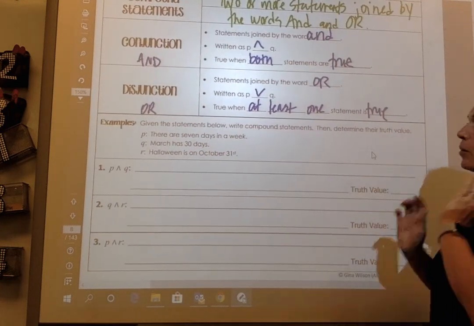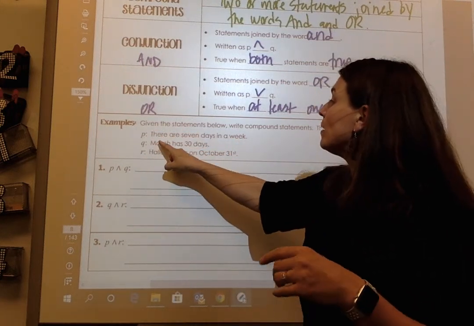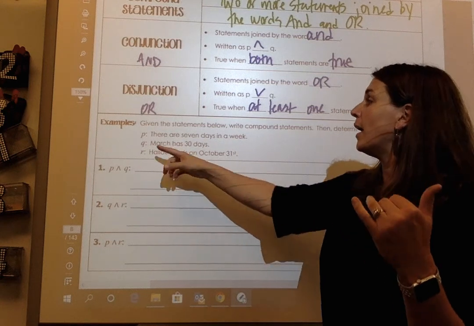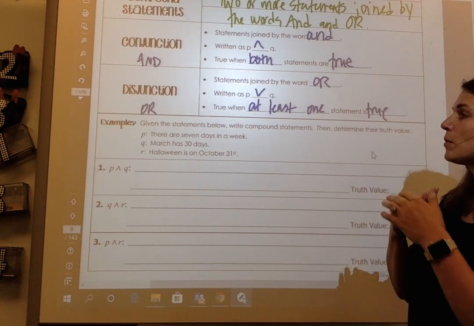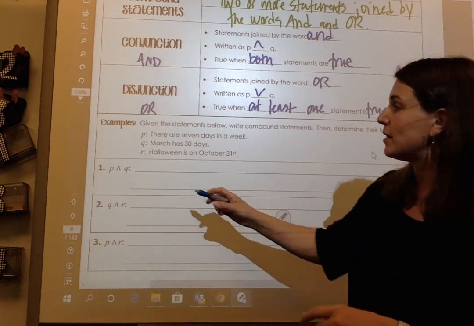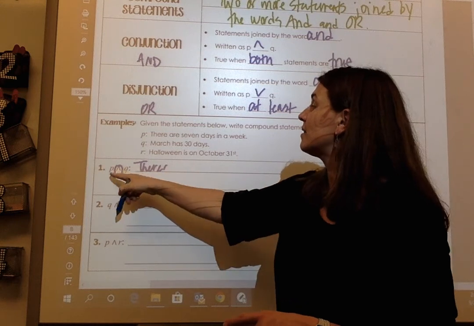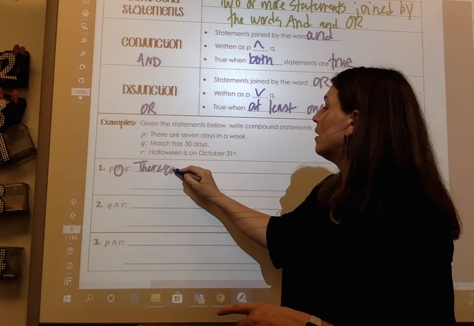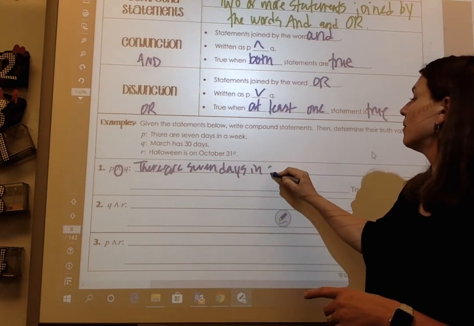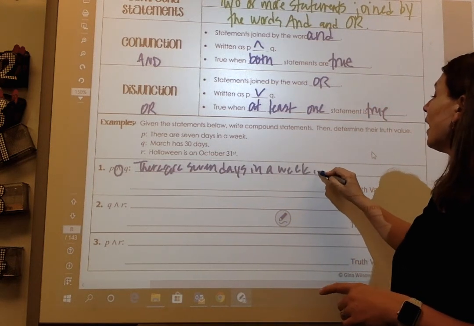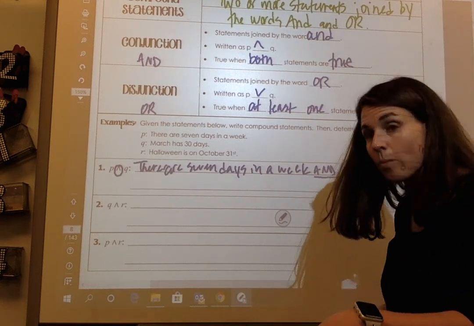So here's my examples. P stands for there are 7 days in a week. Q says March has 30 days. And R says Halloween is on October 31st. So I'm going to write some compound statements. So this is an and statement. P says there are 7 days in a week. And I don't have to capitalize. I'm just doing that for your benefit at home.